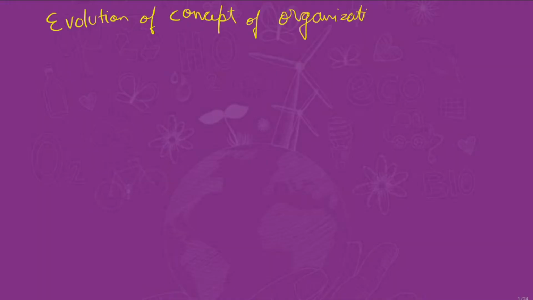Hello everyone. Today I will explain the concept of evolution of the concept of organization of shoot apex. The shoot apical meristems are simple structures in vascular cryptogams.